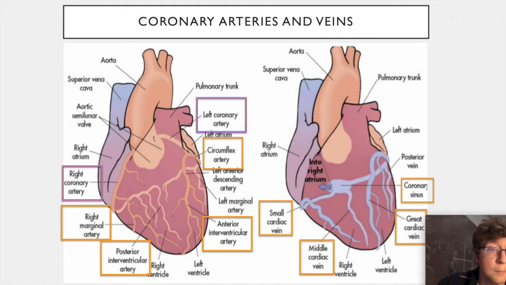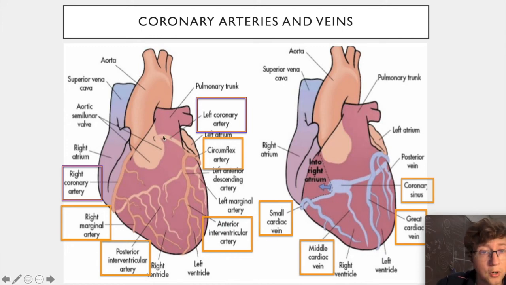If we look at the first two components of the coronary circulation, these are branching off the aorta. So remember that the aorta will have oxygenated blood. So we'll have the right and left coronary arteries coming off the aorta. The right coronary artery will give rise to two more arteries. One will be the right marginal artery. This will supply blood to the right ventricle. And then that coronary artery will wrap around and give rise to the posterior interventricular artery. So that will be going down the back side of the heart.